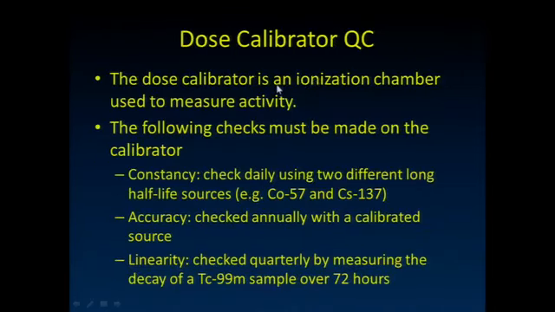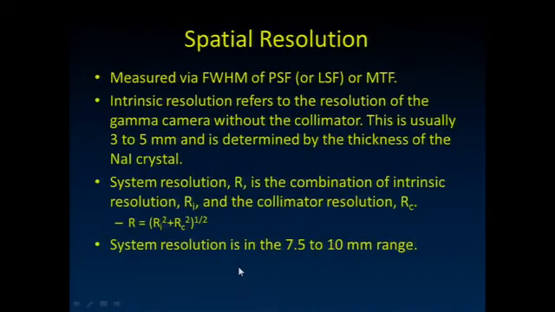We want to do our dose calibrator check. It's an ionization chamber we're going to use to make sure we check our doses and that they are the appropriate amount before we give them to the patient. There's a check for constancy that we do using two very long half-life sources like cobalt-57 and cesium-137. We're going to check annually the accuracy with a calibrated source to see that it measures correctly. We're going to check our linearity by looking at a sample of technetium-99m. We know the half-life of that, so we know that as we measure it repeatedly over 72 hours, it should measure appropriate values along the course.